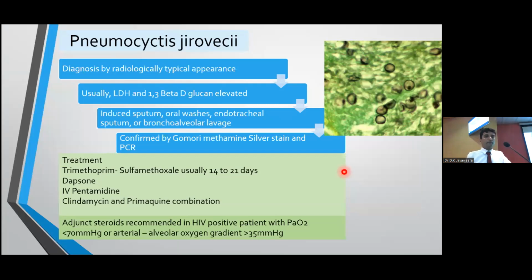And we can take some idea from the increased LDH and beta-D-glucan level also elevated in these patients. So they are supportive evidence. The best sample for the diagnosis is a bronchoalveolar lavage. So we can do the silver stain or PCR to confirm the diagnosis.